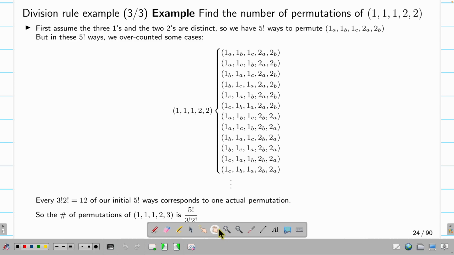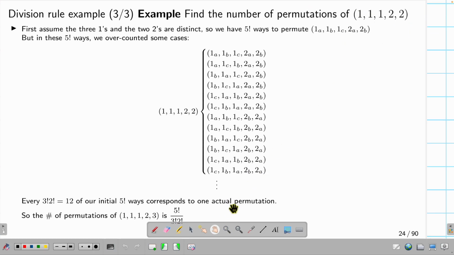The last example. Suppose you have 1, 1, 1, 2, 2. How many possible permutations of them? The first step is you add labels A, B, C to the 1s, and you add labels A, B to the 2s. And then you treat them as 5 different things. So you have 5 factorial ways to permute them, which is 120.